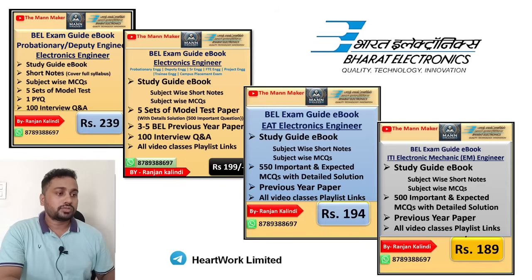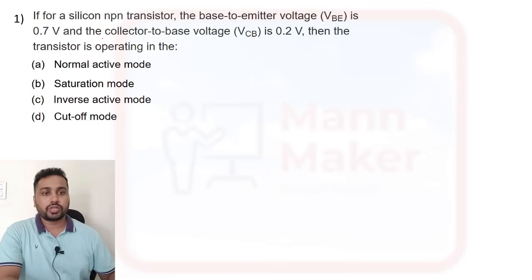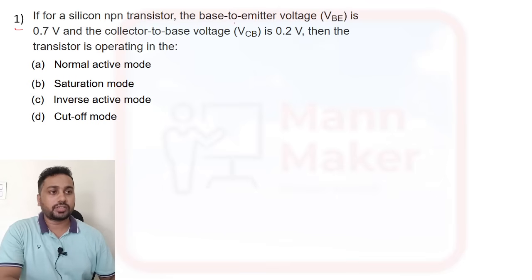So we'll start from question number 1. If for a silicon NPN transistor, the base to emitter voltage is 0.7 volt and the collector to base voltage is 0.2 volt, then in which region is the transistor operating, they are asking.